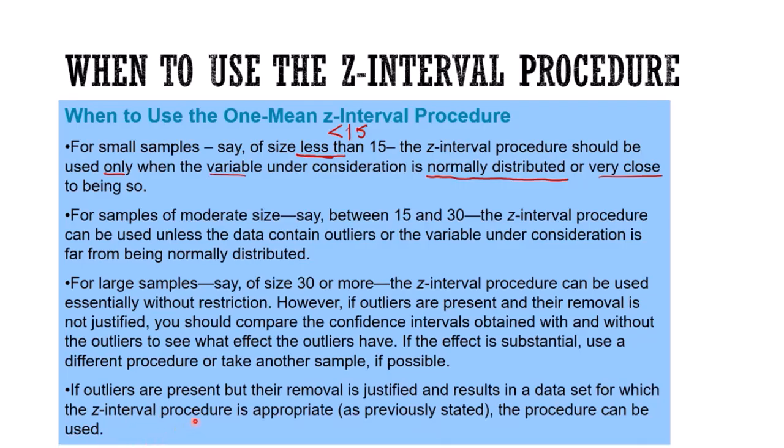All right. So the bottom line is that a sample size, when n is 30 or more, then we can consider the sample size to be large enough to use the z-interval procedure, provided there aren't too many outliers in it. All right.